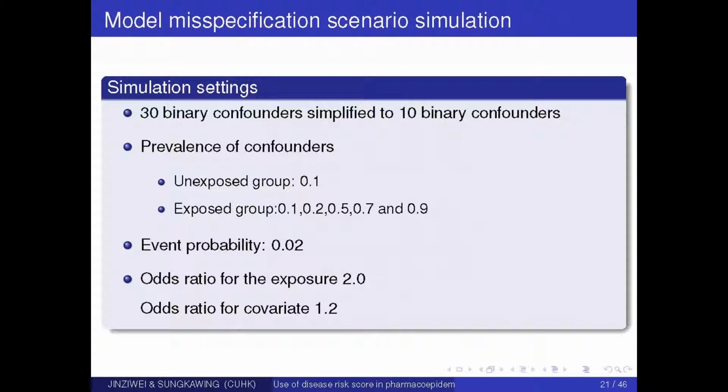We also considered a model misspecification scenario that is likely to occur in pharmacoepidemiologic studies, in which there are many covariates, each of which confers only a moderate increase in the probability of disease occurrence. In this simulation, we assumed 10 binary covariates, each with an odds ratio of 1.2, and others the same as before.